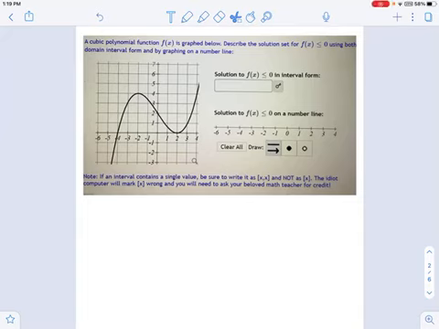I'm covering two homework problems in this video. The first is fairly simple. It's using a graph right here and solving this inequality f of x less than or equal to 0 using both interval notation and a number line.